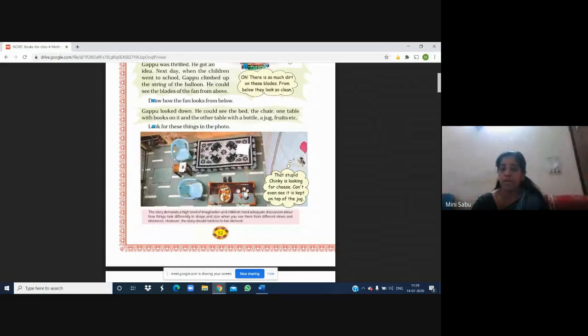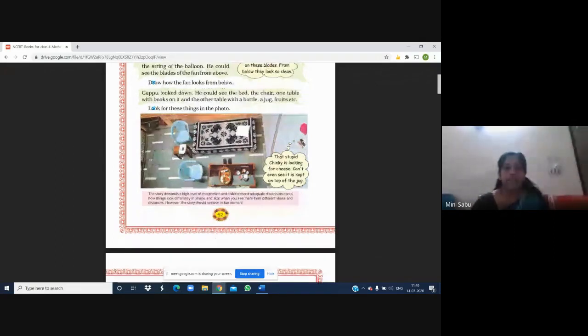Totally, this is the top view of the room. Gappu is watching from here. And he says, that stupid Chinky is looking for cheese. He could see a cat moving and searching for cheese. But she cannot see it because it is kept on the table, on the top of the jar. Cheese is kept here. But Gappu can see because he is taking the top view. What about Chinky? Chinky is on the floor. She cannot see this. So Gappu is teasing Chinky.